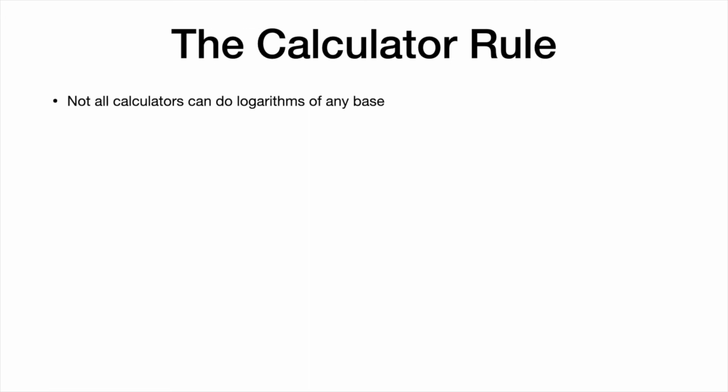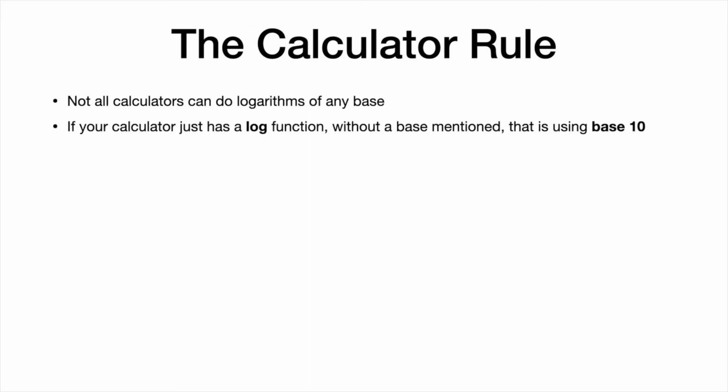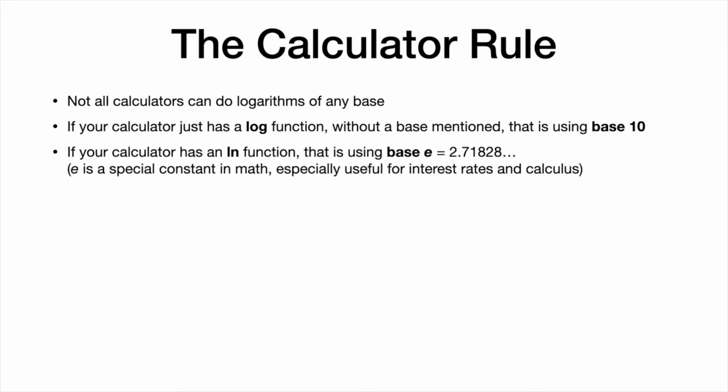So if your calculator just has a log function, and it doesn't allow you to put in a base, and it doesn't have a base mentioned, that's probably using base 10. A lot of them will actually say log 10 on them to be clear. But if you just have a log function, it's using base 10. Okay, another log function that you might have is known as ln, and that's known as the natural log.